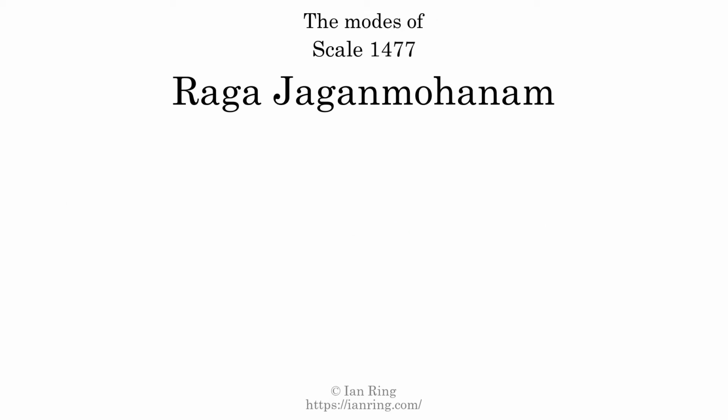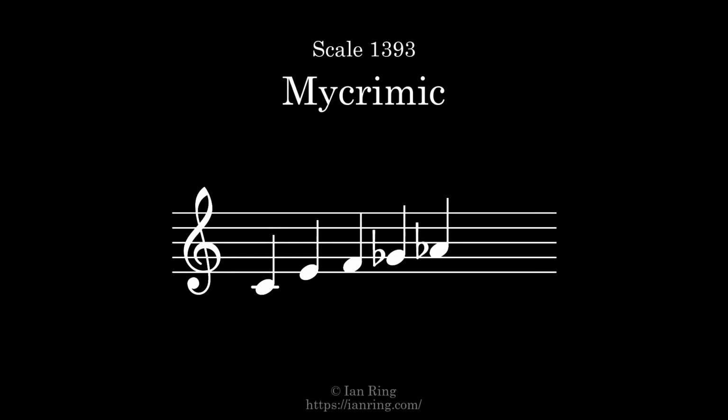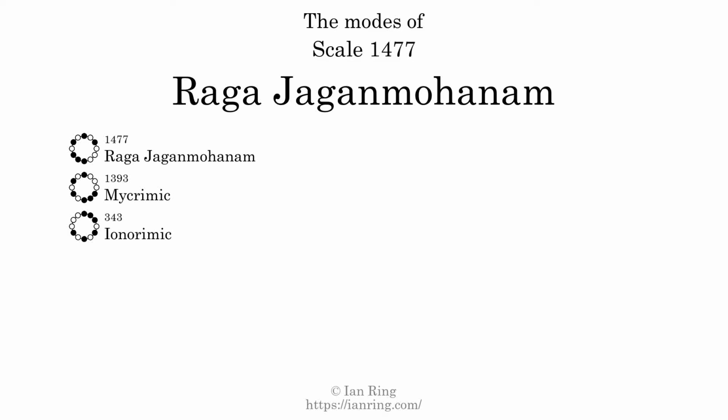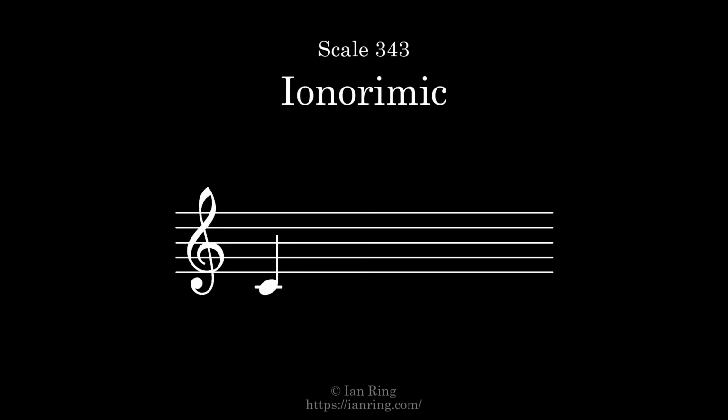This scale has 6 modes. The first mode is itself. The second mode is scale 1393, also known as micrimic. It sounds like this. The third mode is scale 343, also known as anarrhythmic. It sounds like this.